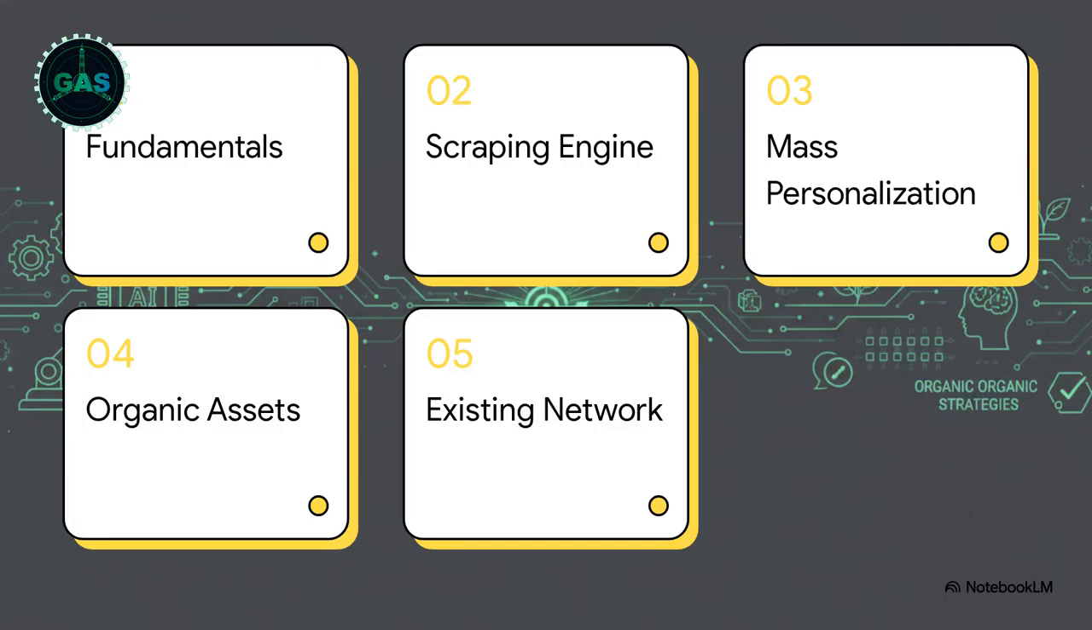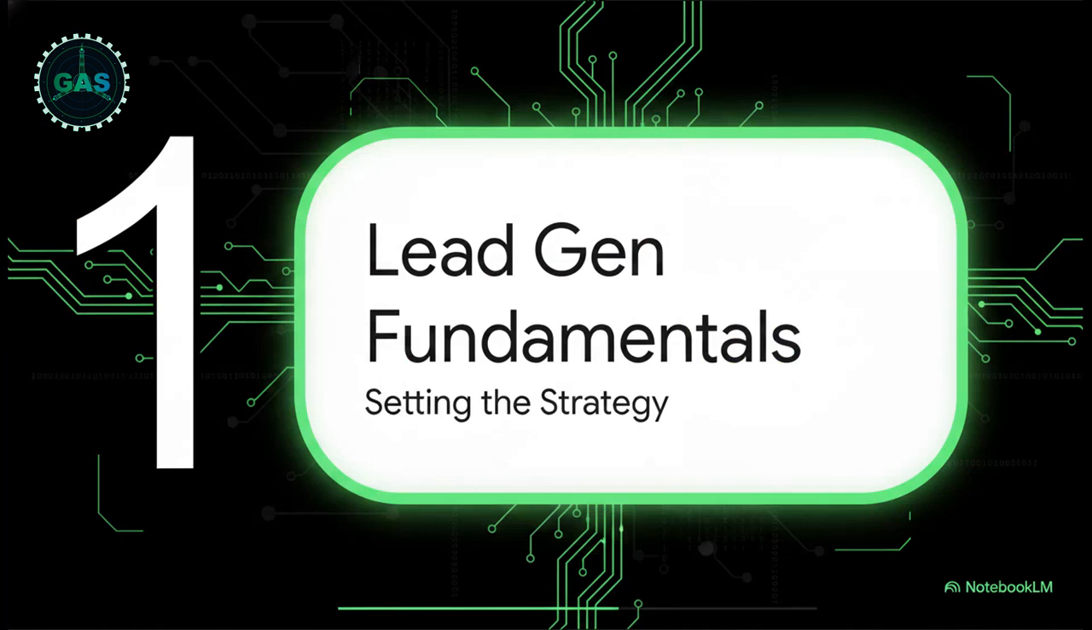Our agenda today covers 5 core pillars to completely modernize your operations. We'll start with the fundamentals, then build an AI scraping engine, move into mass personalization at scale, learn how to leverage organic assets, and finally, activate your existing network. Let's dive right in. Section 1. Lead Generation Fundamentals and Setting the Strategy.